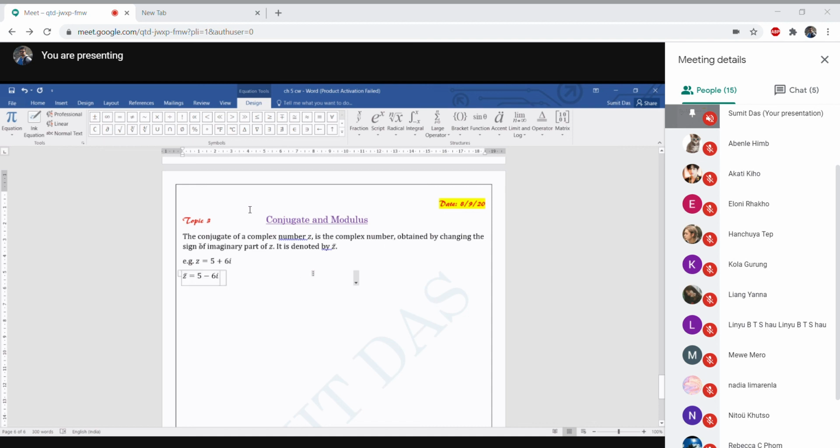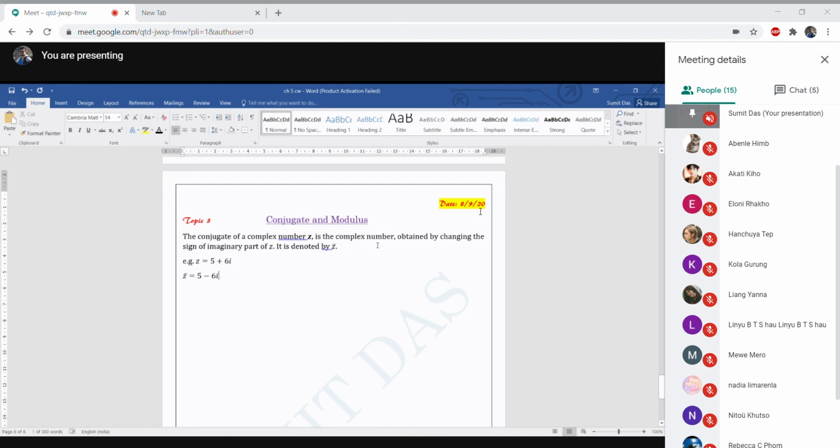Let's see. The conjugate of a complex number Z is the complex number obtained by changing the sign of the imaginary part. So what was the imaginary part? 6i. The sign was plus. Okay, so we change the sign. So it is denoted by Z dash. And we'll discuss some properties also.